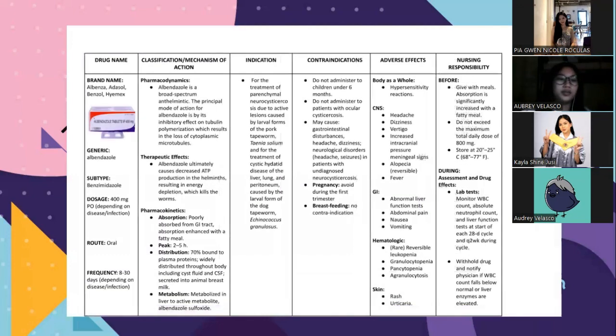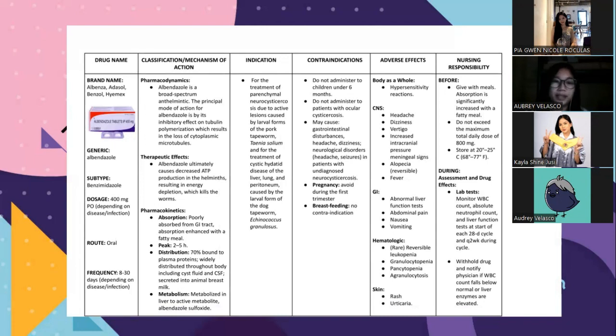Okay, next is the second type of anthelmintic, the benzimidazole. Under this subtype is a drug called albendazole. It is used to treat infections caused by worms. It works by keeping the worm from absorbing sugar or glucose in our body, so that the worm loses energy and dies.